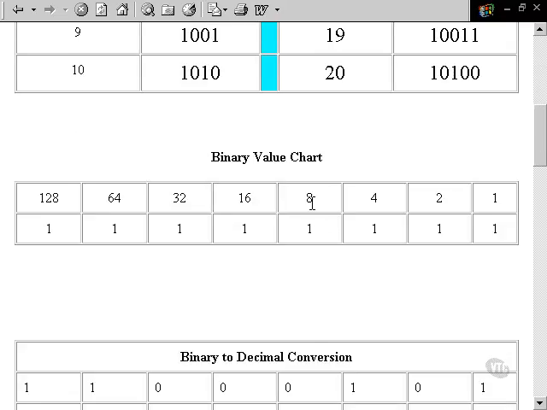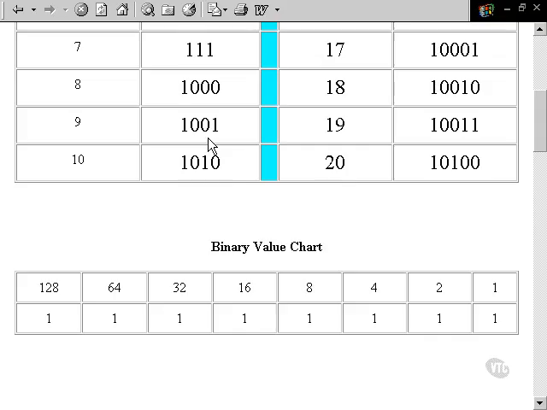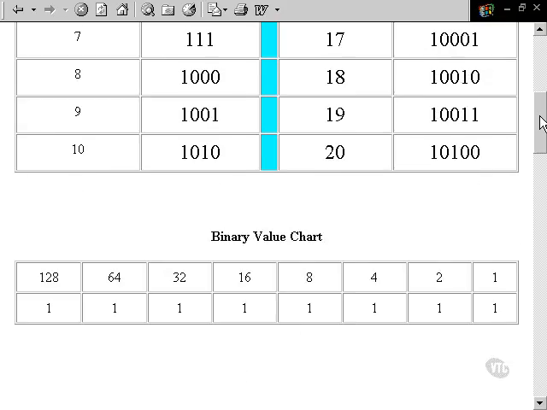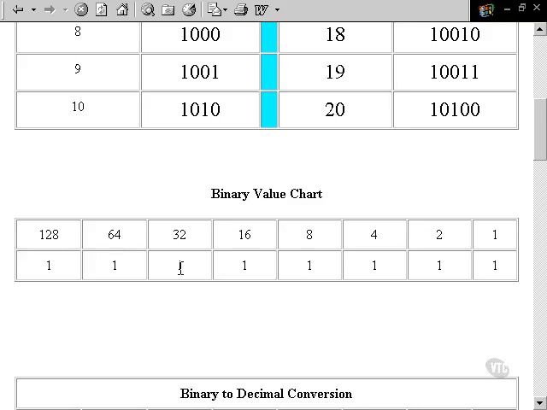The fourth bit up is worth 8. Let's go up here. Okay, here's our 8. Next bit up is worth 16. Let's look up here, 16. Next bit is worth 32. Next bit is worth 64. Next is 128. So if you need to convert binary to decimal or decimal back to binary, you can very easily do so by memorizing these numbers in this chart.